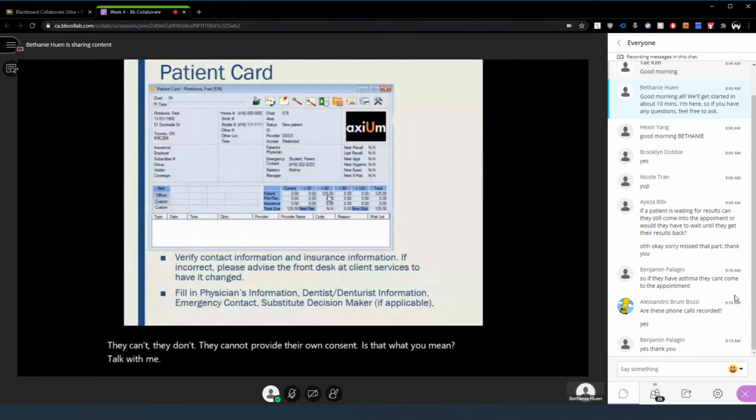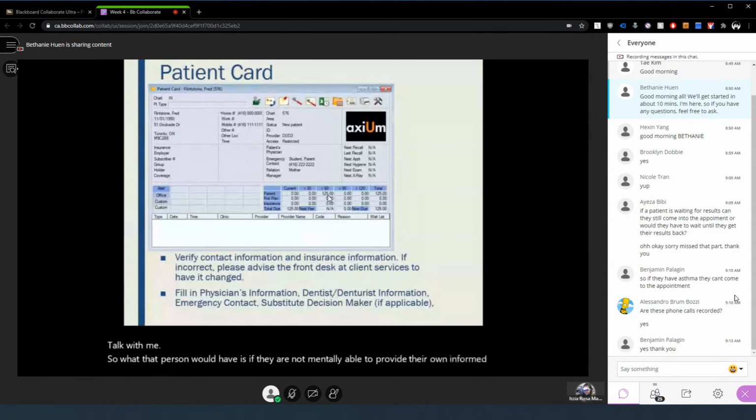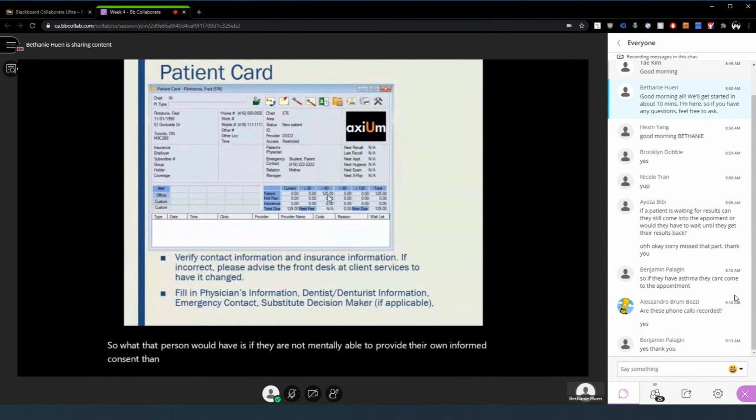So if they are not mentally able to provide their own informed consent, then they would have what's called a substitute decision maker that would accompany them to their appointments and would be providing you with that information.